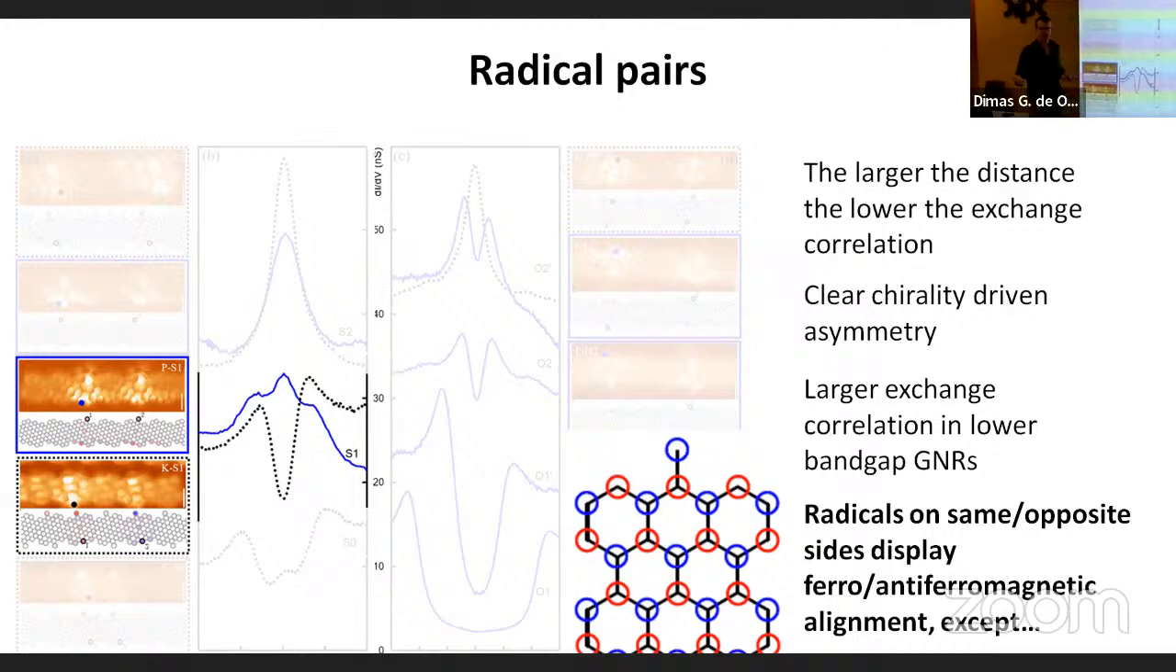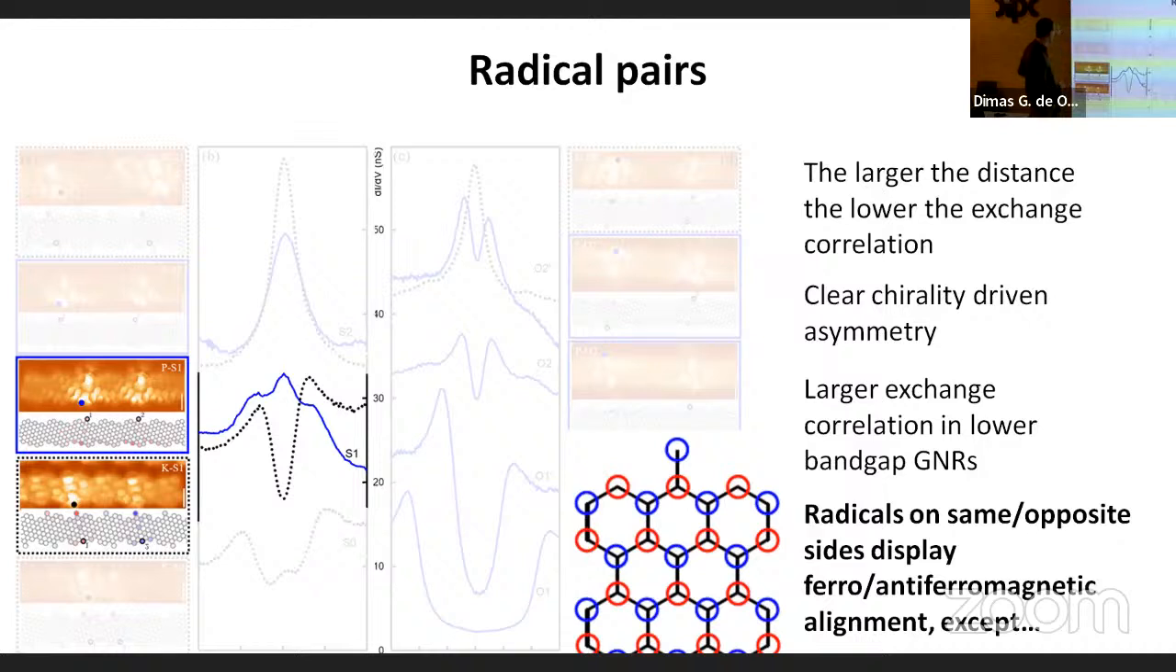Now, this also brings me to the point that if you have a defect on one side of a ribbon, where the same side is always blue, and you have a defect on the opposite side, you would expect them to be blue and red, and they will be antiferromagnetic. If they're on the same side, you would expect them to be ferromagnetically aligned.